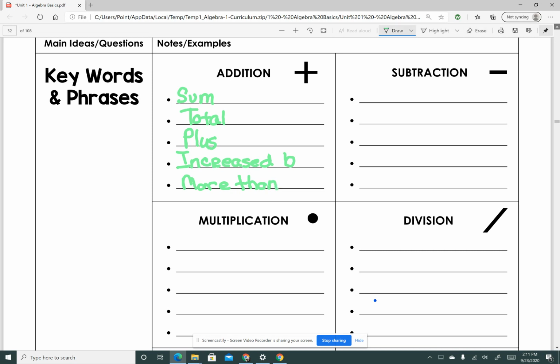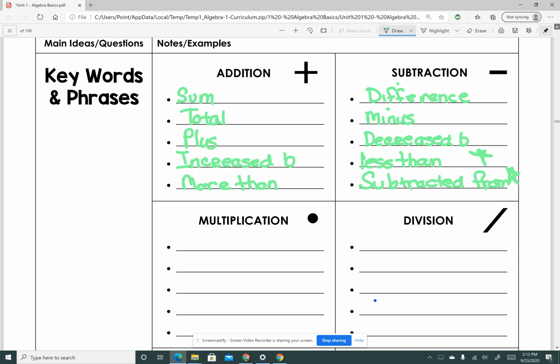Now, when we subtract, some of the words you're likely to see are difference, minus, decreased by, less than, and subtracted from. And I want you to be very careful with these because we call these turnaround phrases, and you'll see how they show up when we do our math.